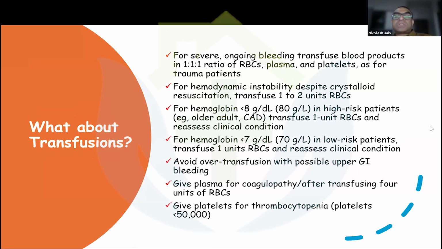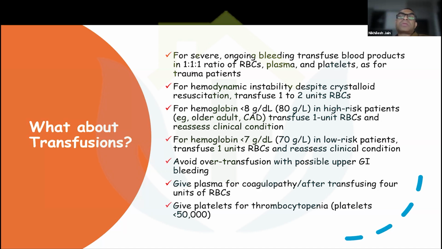When we come to transfusions, what about transfusions? For severe ongoing bleeding, transfuse the blood products in a 1:1:1 ratio of RBCs, plasma, and platelets. This is same as how it is prescribed for trauma patients. If the patient is hemodynamically unstable despite crystalloid resuscitation, transfuse 1 to 2 units of RBCs. If you've got a hemoglobin level less than 8 in high-risk patients, such as older adults or a pre-existent coronary artery disease, transfuse 1 packed cell or 1 unit of RBCs and reassess the clinical condition.